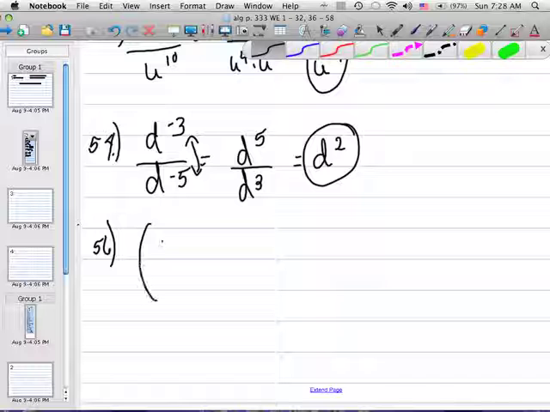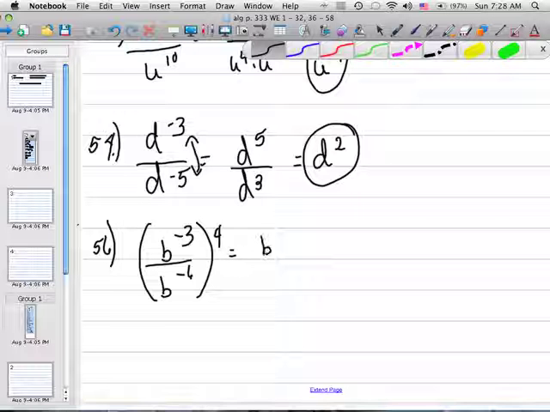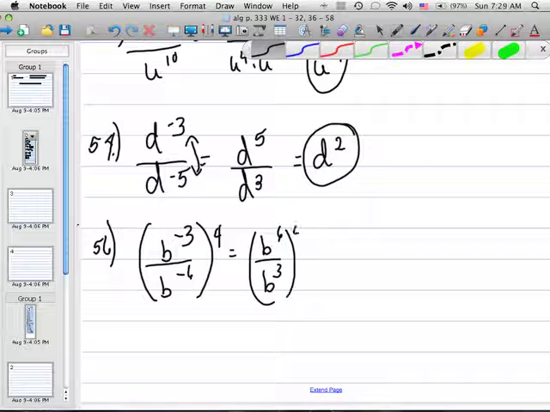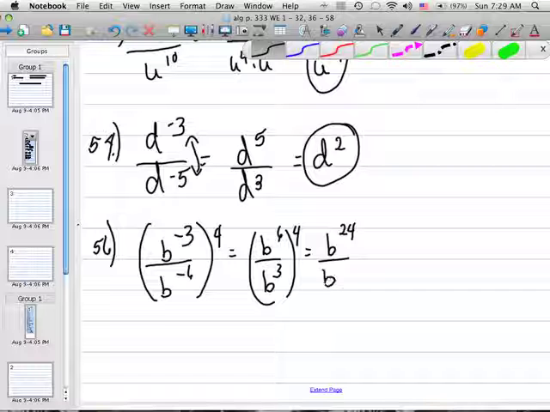56, I have b to the negative 3 over b to the negative 6 taken to the 4th. If you want, you can flip them right now. B to the 6 over b to the 3rd, taken to the 4th. The power of a power, you multiply the exponent, so it's b to the 24th over b to the 12th, and then you could subtract out 12 b's and get b to the 12th. You could have also subtracted here and taken what was left to the 4th, so a couple ways of doing it.